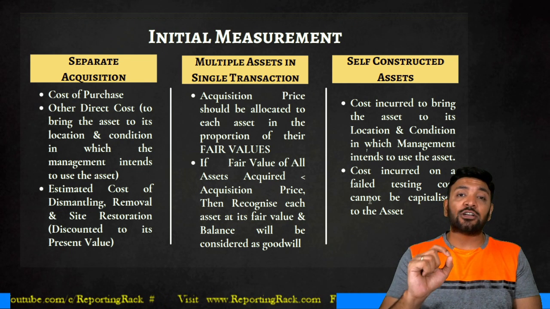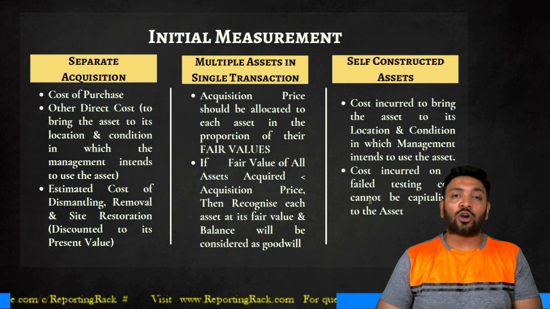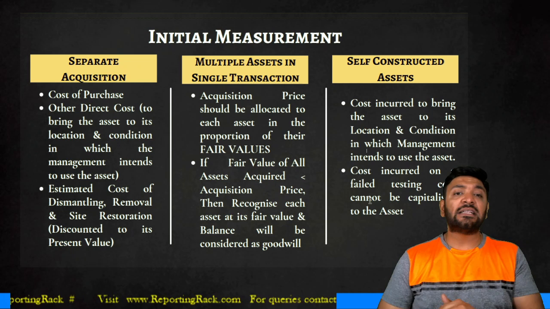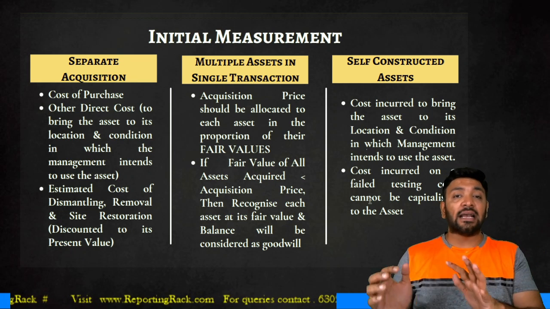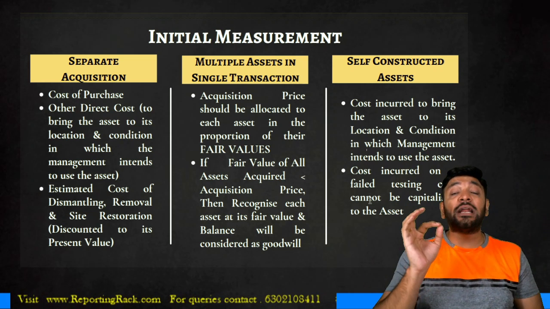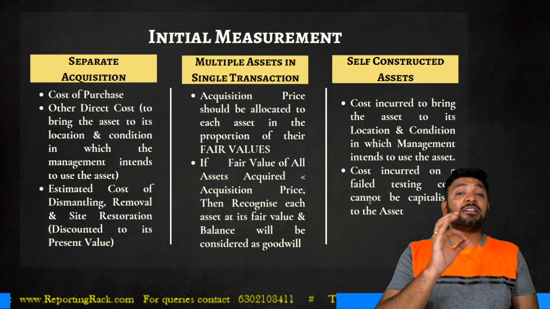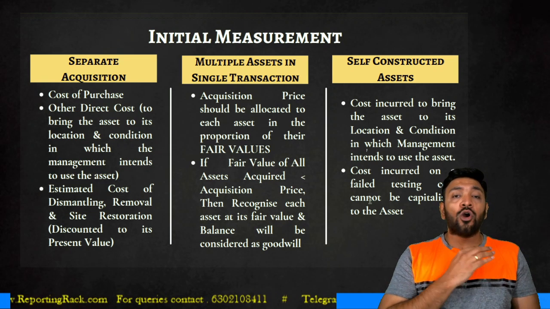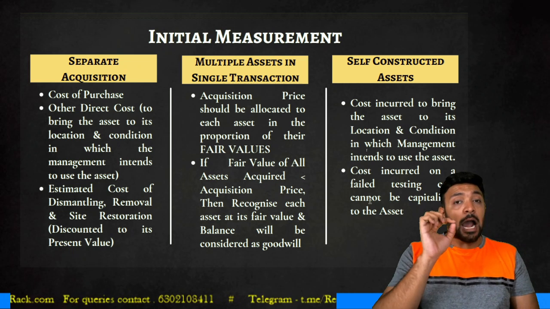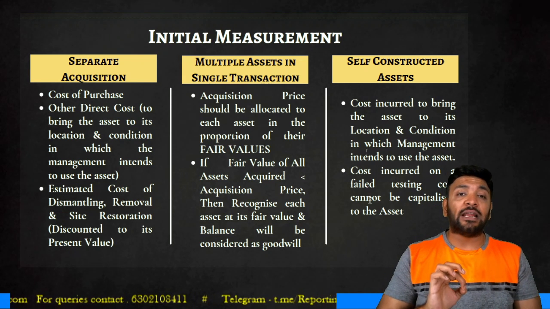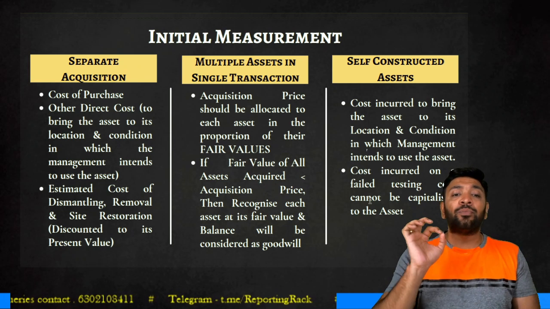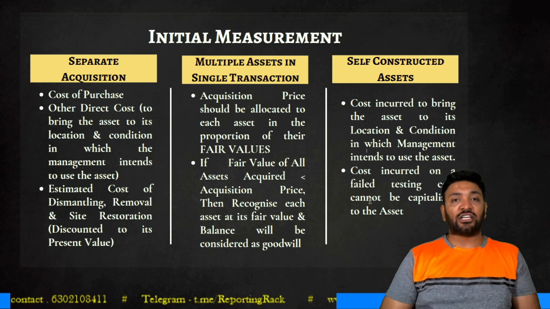Even such installation cost should also be included in the cost of the asset. Therefore, cost of purchase plus the delivery charges, that is cost incurred to bring the asset to the current location and to install it, that is to bring it in a particular condition in which I intend to use it. All such costs should be included in the cost of asset. Apart from this, an additional cost should be included, called the estimated cost of dismantling, removal and site restoration.